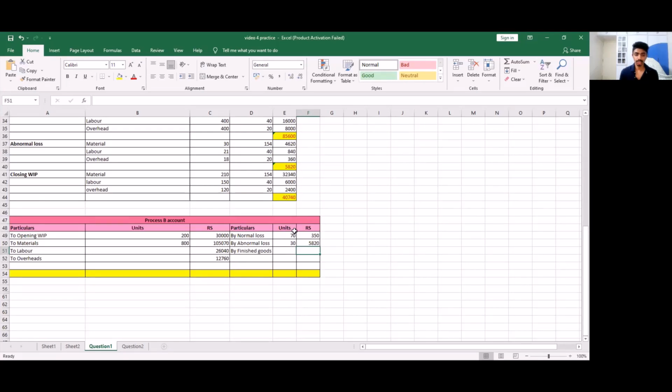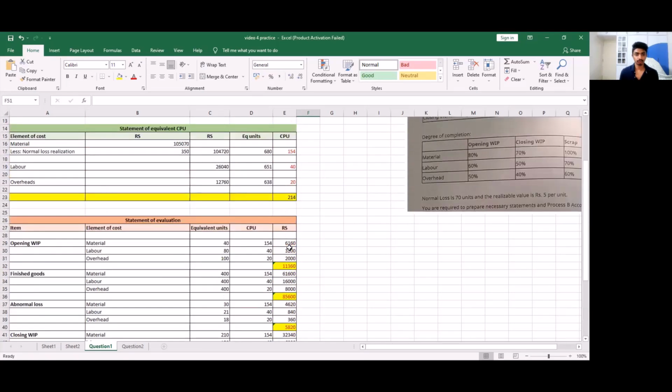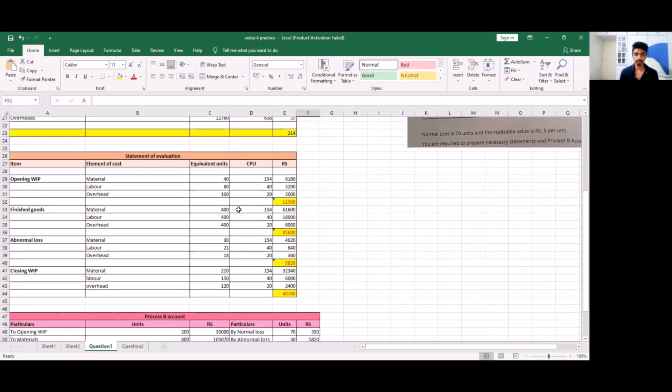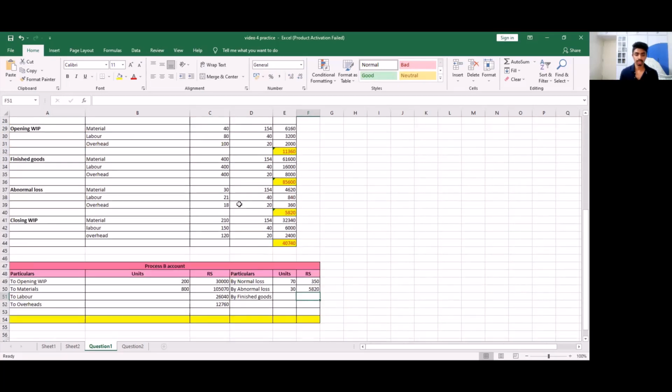For finished goods, don't take the units from the statement of equivalent production and don't take the amount from the statement of evaluation. The finished goods will be the balancing figure. So for units and amount, we will find the balancing figure and that will be our finished goods. And I will tell you why shortly. So after this, we have our closing work in progress.